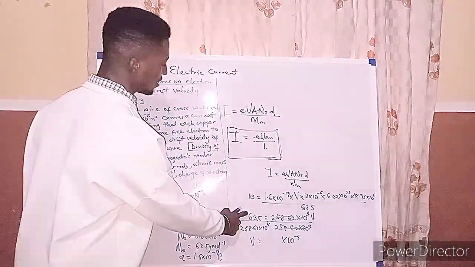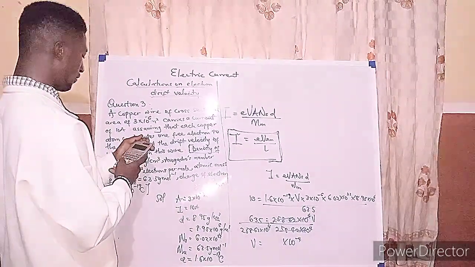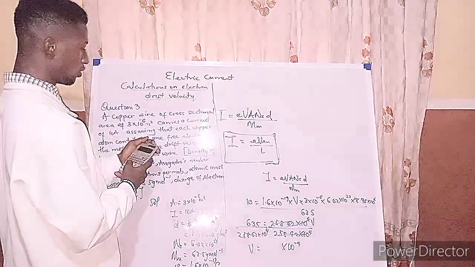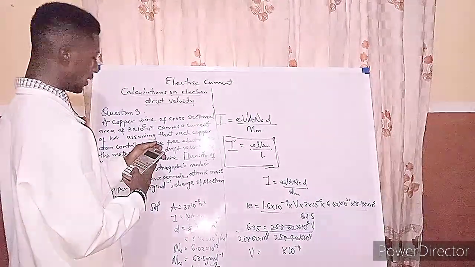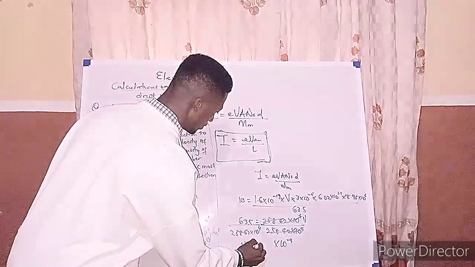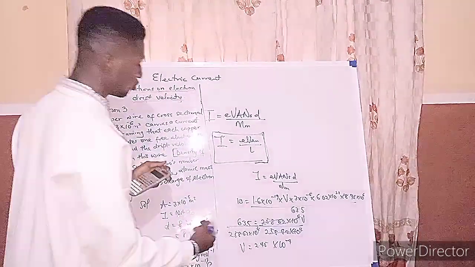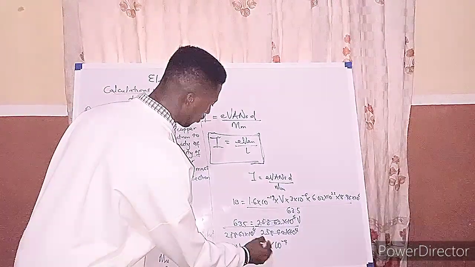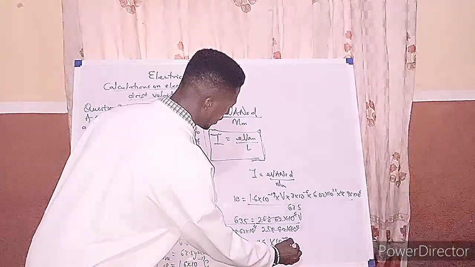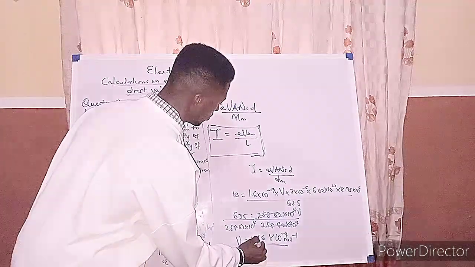So what do you have as 635 divided by 258.62? What do you get? You get 2.455. You can just say 2.46. And what do you have? 2.46 times 10 to the power minus 4 meter per second. That is our answer. So this is our answer now.